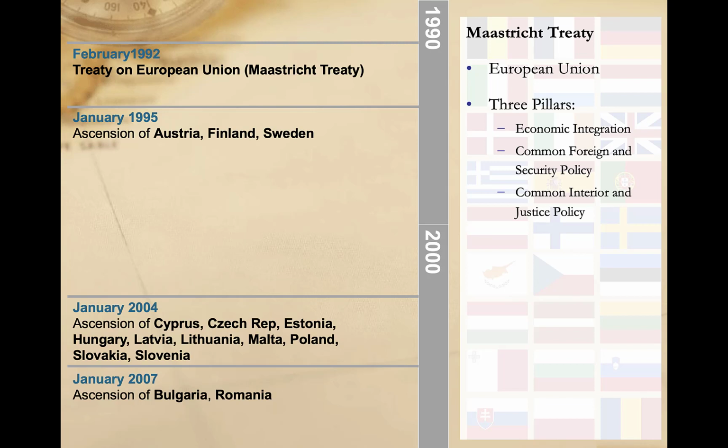The Maastricht Treaty had two additional components central to the creation of the European Union. The most important of these was the provision for the establishment of the monetary union and the creation of the euro, the official currency of 19 of the 27 EU member states.